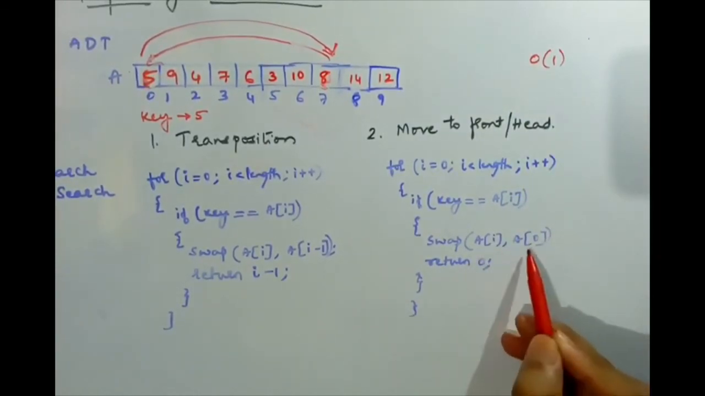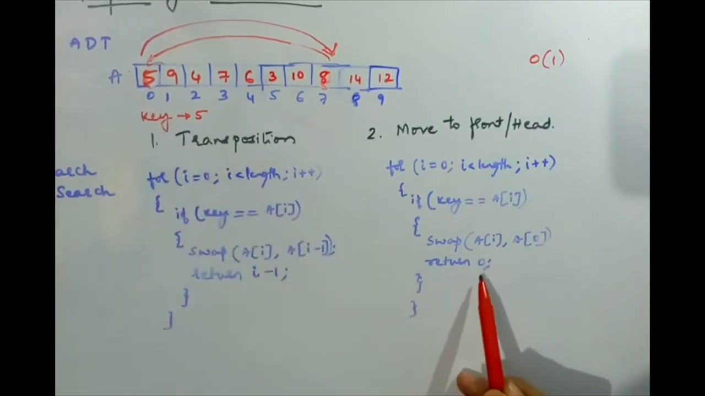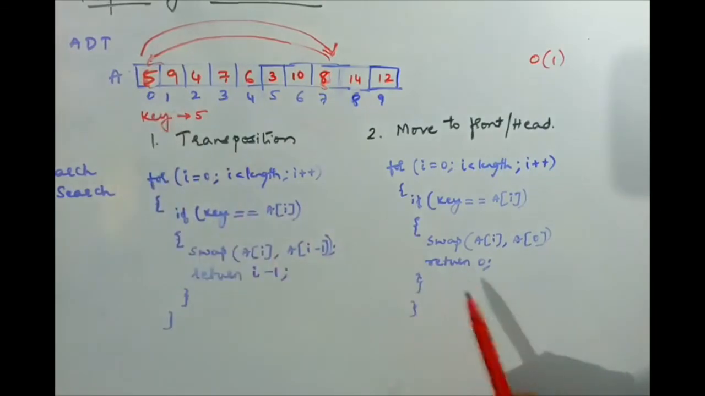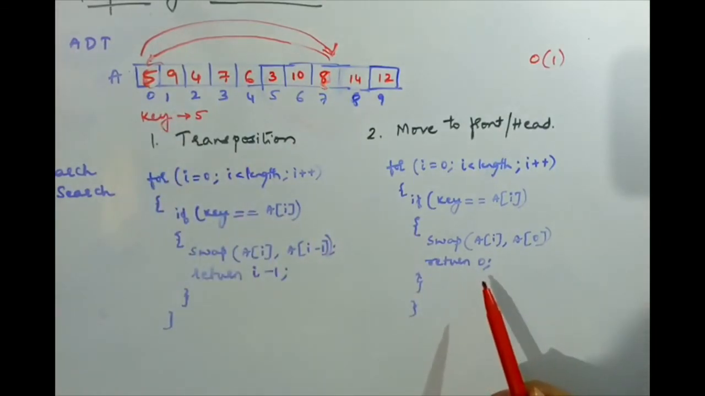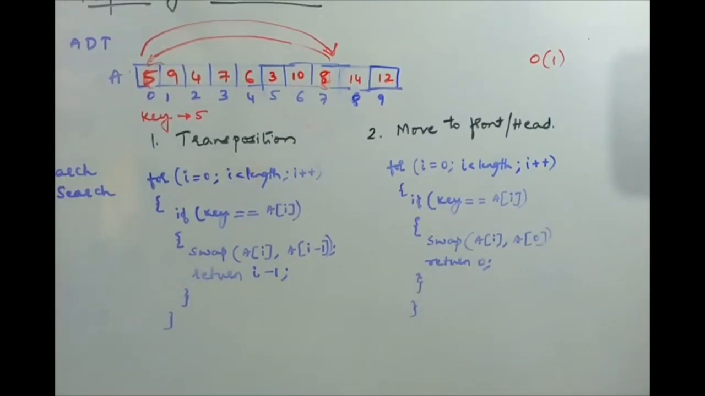The only change is that in this case it will return 0, because the index is the answer here. These are the two methods to improve linear search. In the next class we'll see binary search.